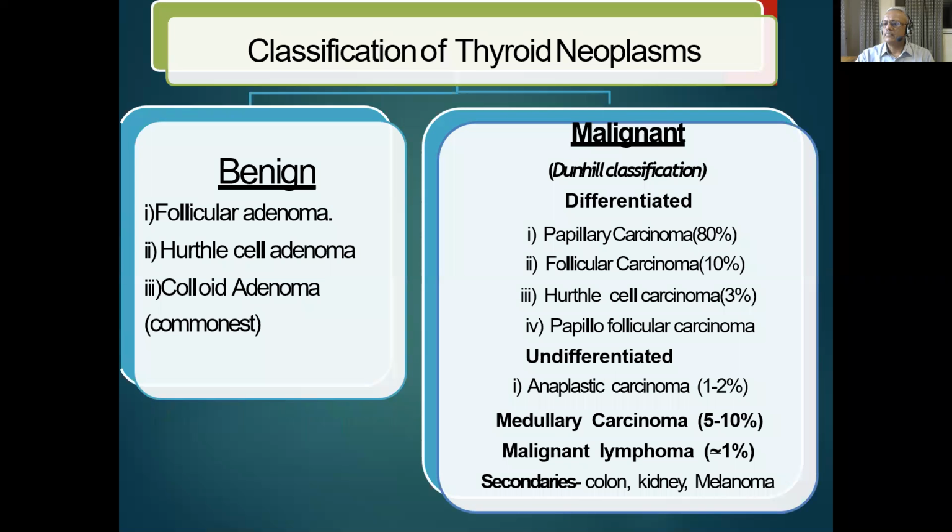Classification of thyroid neoplasms: it can be benign or malignant. Benign can be follicular adenoma, Hürthle cell adenoma, or colloid adenoma. Colloid adenomas are most common. And malignant can be differentiated, undifferentiated, medullary carcinomas, malignant lymphomas, and secondaries from colon, kidney, and melanomas. The differentiated can be papillary, follicular, Hürthle cell, and or papillofollicular carcinomas. And undifferentiated tumors can be anaplastic carcinomas.